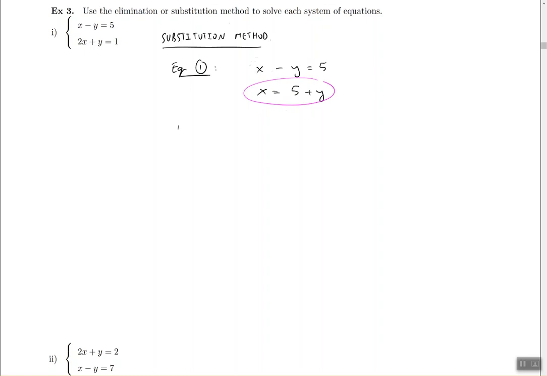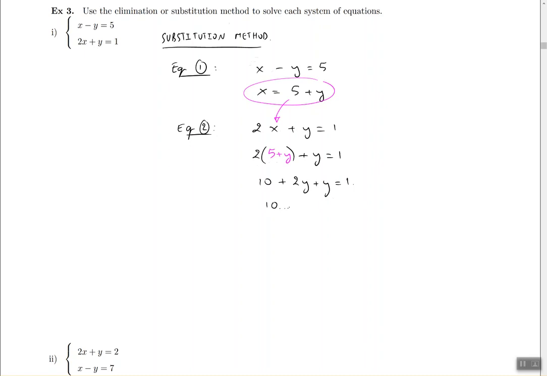Once you do that, now go to equation number 2 and replace the x in that equation with the quantity that you just determined. So replace x with 5 plus y. Now, we do that because at this point, once you do the substitution, you'll notice that my equation has nothing but y's and some random numbers. So we can distribute everything out, and we'll be able to solve and figure out what y is.